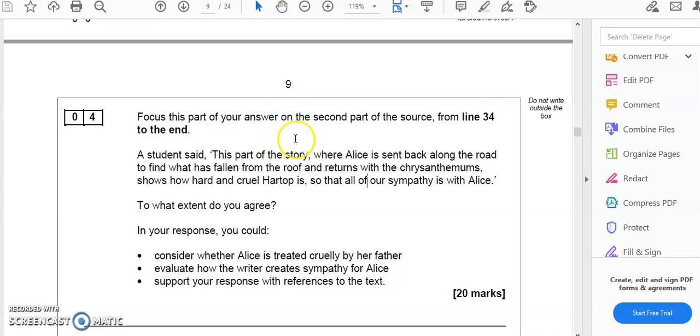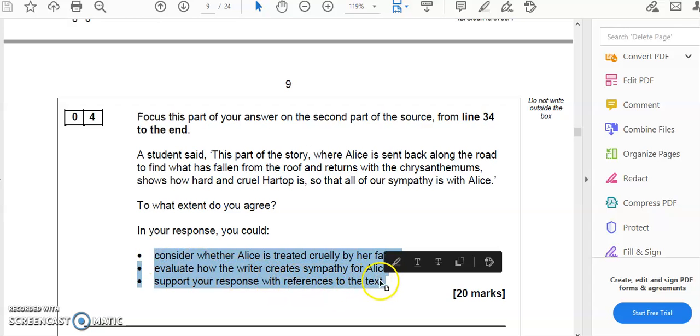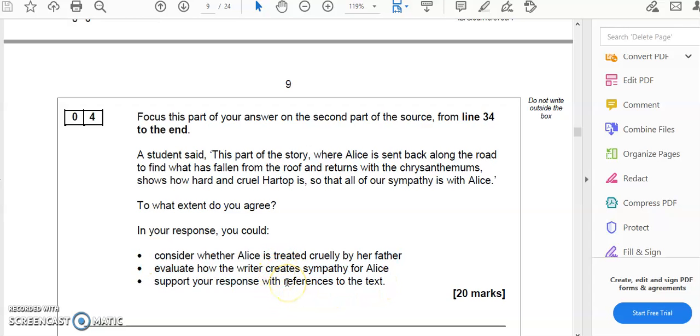Now, the important thing to remember about question 4 is this. In each paragraph, you need to be doing all of these things. So you need to consider whether Alice is treated cruelly by her father. So you need to engage with the student statement, really. You need to evaluate how the writer creates sympathy for Alice. And remember, this is the methods used. And when we talk about methods here, it's very similar to your question 2 and your question 3. So you're drawing out something you spotted. This could be a language feature, it could be word choice, it could be a structural element. Doesn't matter, but you're drawing that out and you're explaining what effect it has on the reader. And you're also quoting, obviously, to back up what you're saying.